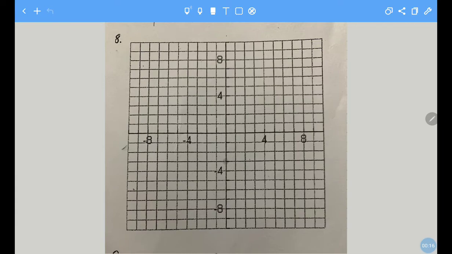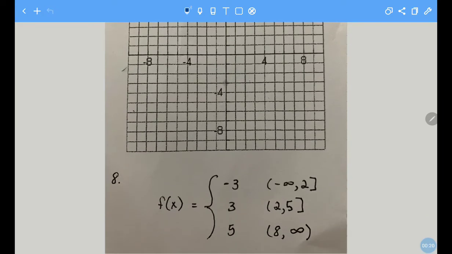So I'm definitely going to use my cool little zone thing. So here's what you got. You're going from negative infinity, so all the way on the left side of the graph, to x equals 2. All right, then from 2 to 5, and then from 8 to infinity. Okay, so we'll do these one at a time. Now, here's what I would do.